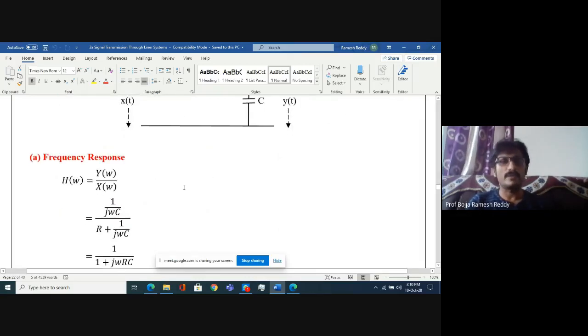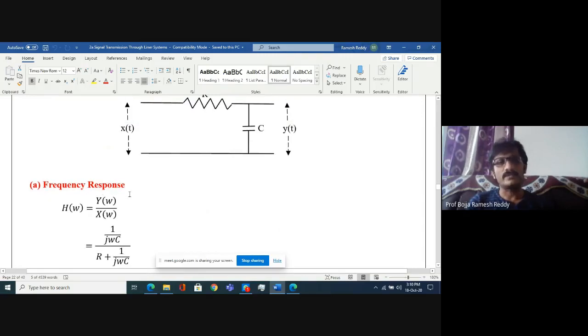Now here the requirement: what is frequency response? They're asking what is frequency response. Frequency response is nothing but output by input in frequency domain representation. See, the output is y of t, in the frequency domain it is Y of omega. So it is Y of omega by X of omega, the input in frequency domain.